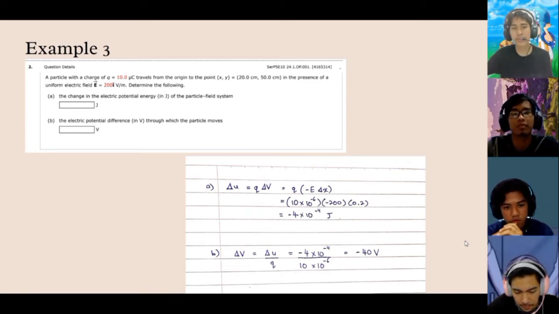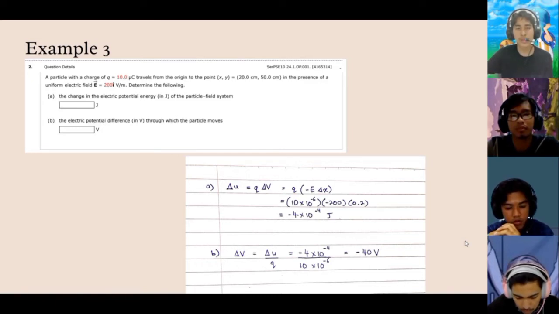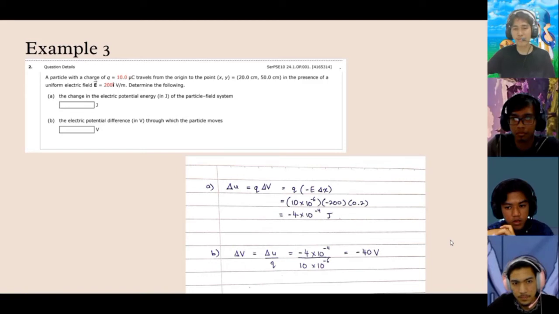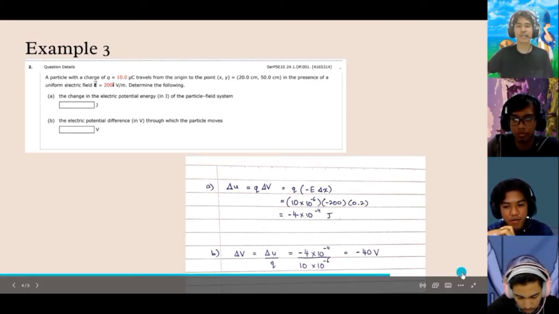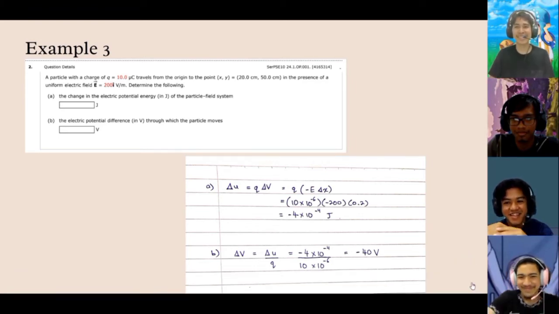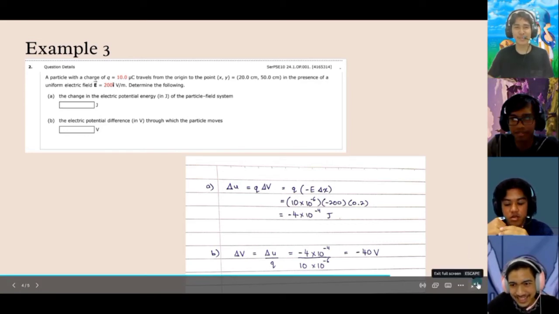We put the potential energy from question A into the equation, and the value of charge is given in the question. So it is negative 4 times 10 to the power of negative 4 divided by 10 times 10 to the power of negative 6. We put it in the calculator, and then we will get the answer, which is negative 40 volt. As simple as that. Next, I pass to Brother Imran to continue our presentation. Thank you.